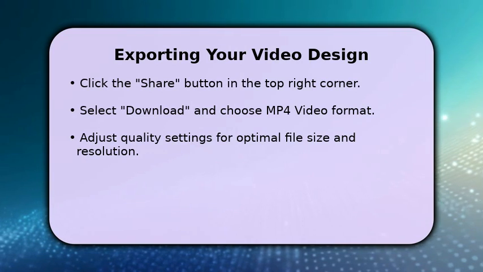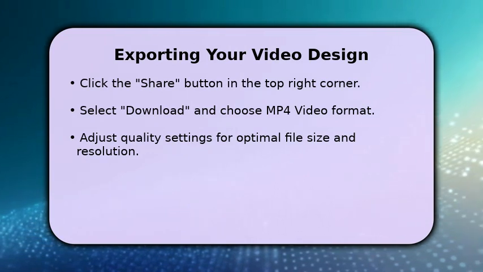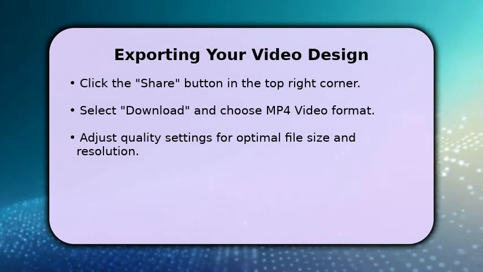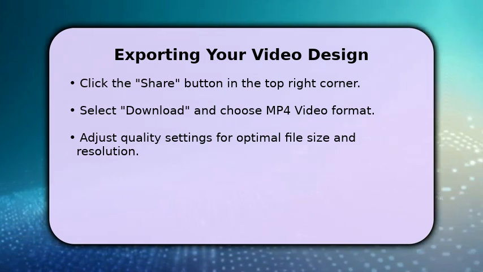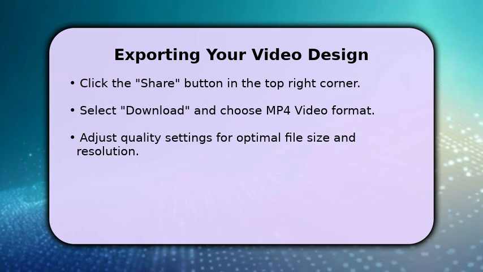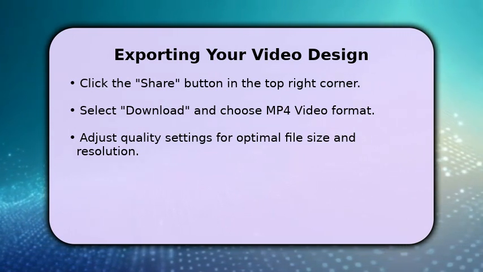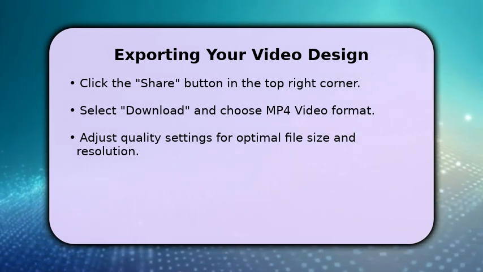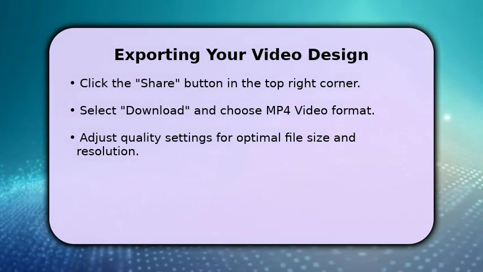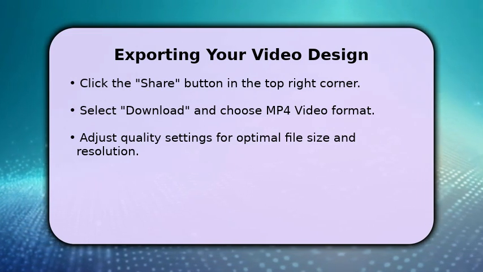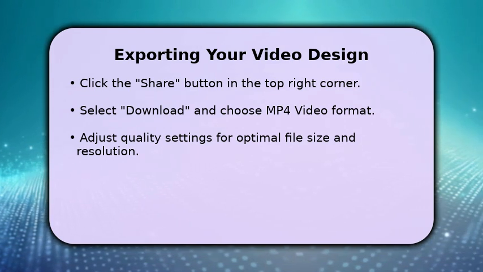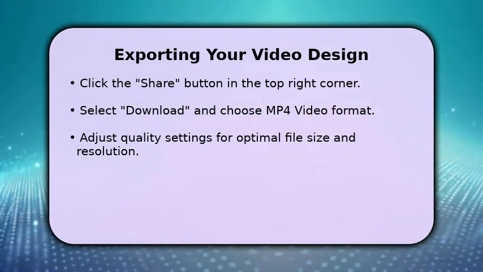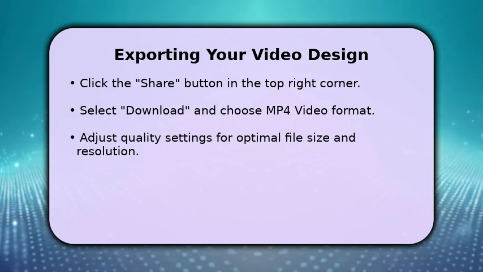Once your video design is complete, it is time to export it. Head to the top right corner of your screen and click the Share button. From the drop-down menu, select Download. Make sure to choose MP4 video as your file type for the best compatibility and quality. You can also adjust the quality settings to balance file size and resolution, ensuring your final video looks fantastic whether it is for social media or a presentation.